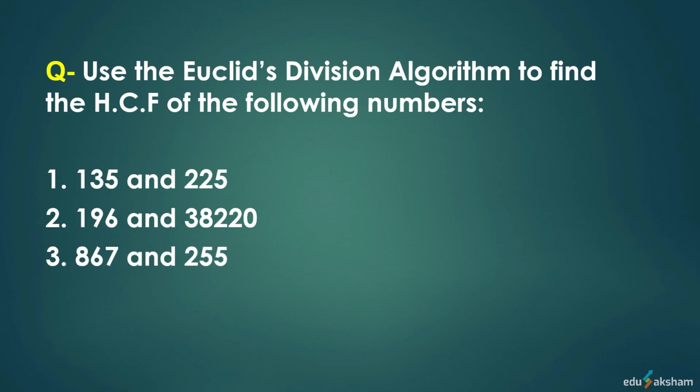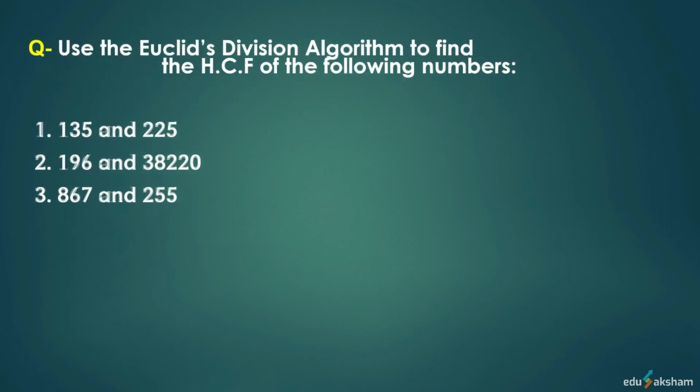Now, one might think, why we need the Euclid's division algorithm when we already know various other methods to find the HCF of two numbers, such as the prime factorization method. Now, let us clear this doubt with the help of an example. Let us take the numbers 196 and 38,220 and find their HCF using the prime factorization method.